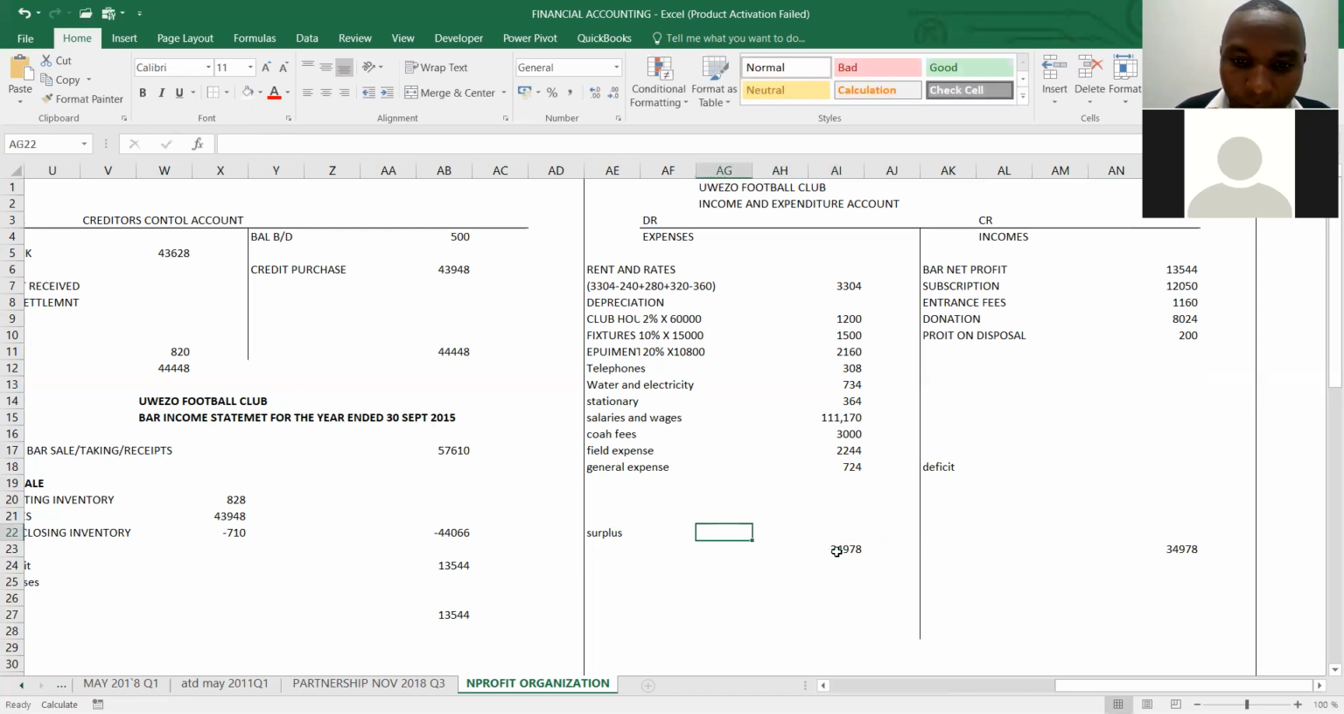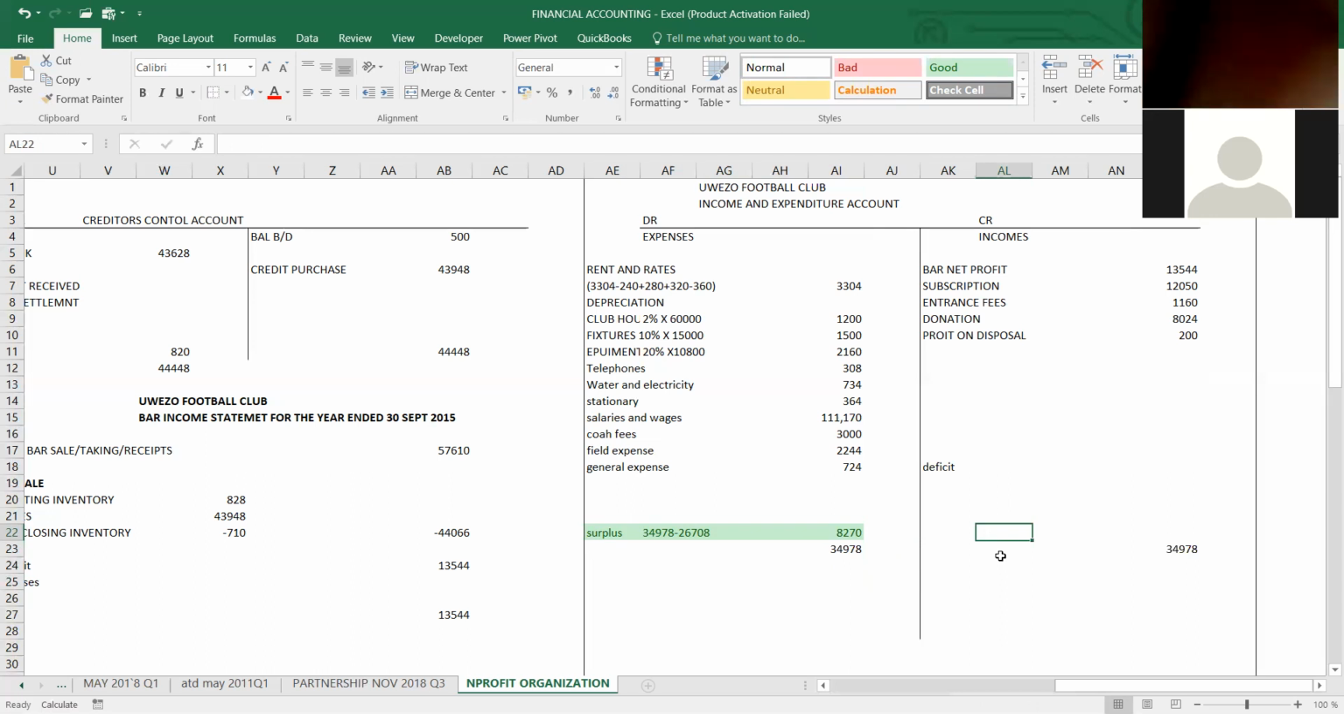So we will take that one, that is 34,978 minus 26,708, to give us 8,270. That is a surplus. So this is the one we will take to the balance sheet. Surplus or deficit? It is a surplus because the credit side is more than the debit side. Our income is more than our expense. So at the end, we will have a surplus. So we have done with the income and expenditure account.